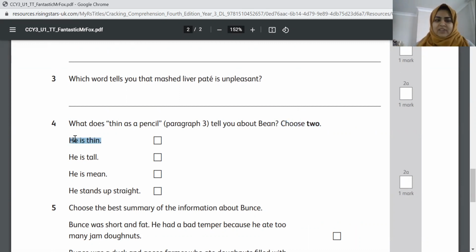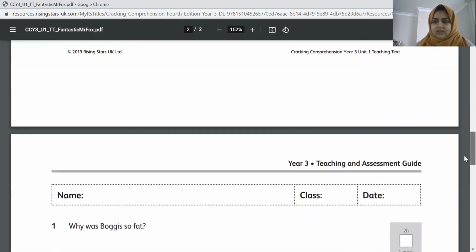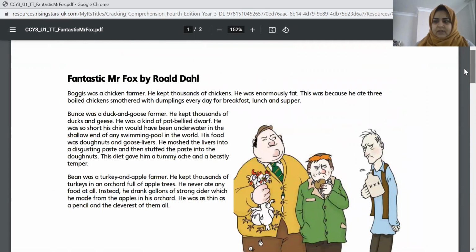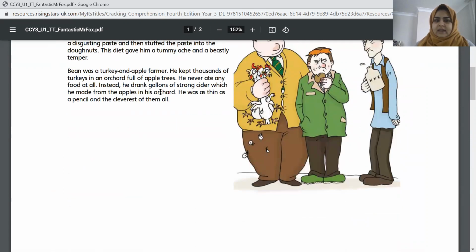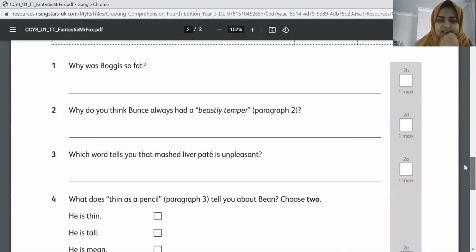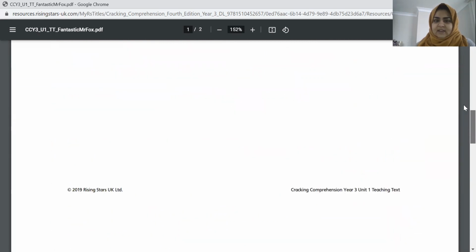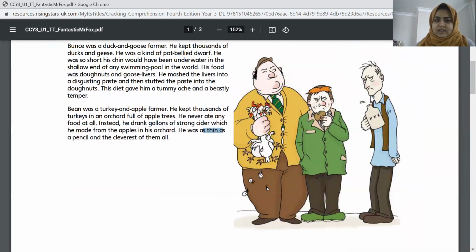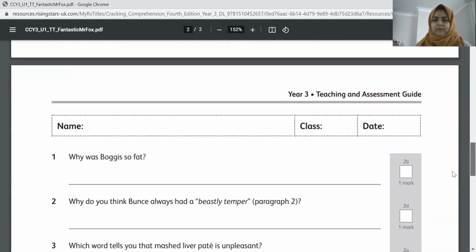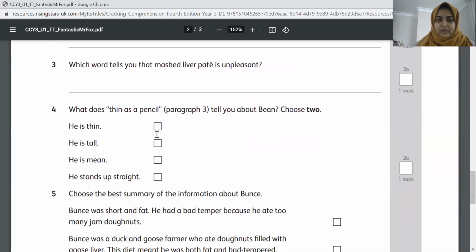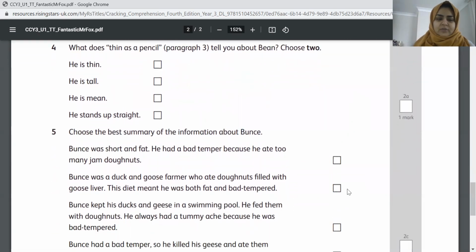Yeah, fantastic. So he is thin. If you look at the picture and you look at the sentence, in the picture he is the thinnest. And over here it says he is as thin as a pencil. Now, anywhere in the text does it say he is mean? No. Anywhere in the text does it say he stands up straight? No, because I don't feel like he's standing up straight there. So which 2 do you think it would be? Fantastic. The 2 that you should have chosen are he is thin, he is tall. Fabulous.